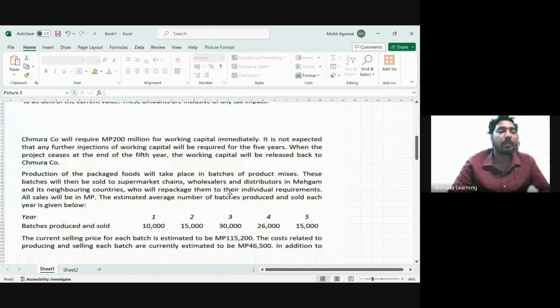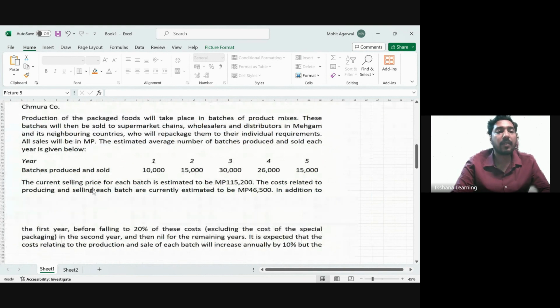Production of the packaged food will take place in batches of product mixes. These batches will then be sold to supermarket chains, wholesalers, and distributors in Megam and its neighboring countries, who will repackage them to their individual requirements. All sales will be in MP. The estimated average number of batches produced and sold are given below. The current selling price for each batch is estimated to be MP 115,200. The costs related to producing and selling each batch are currently estimated to be MP 46,500.